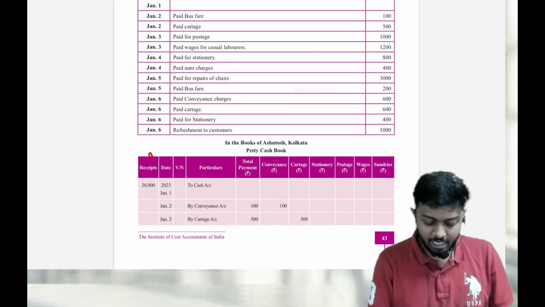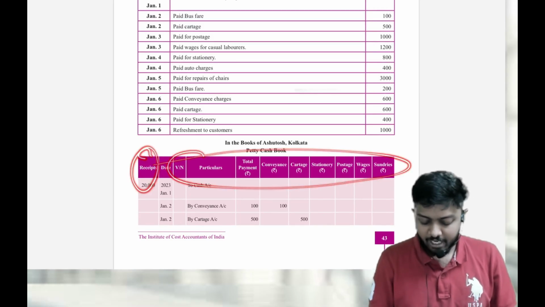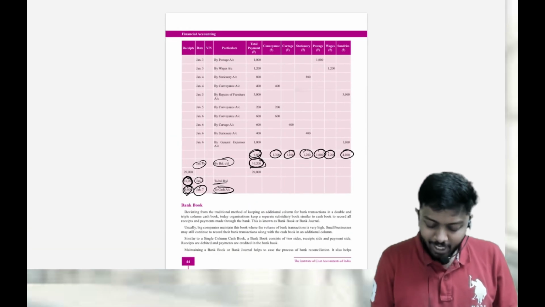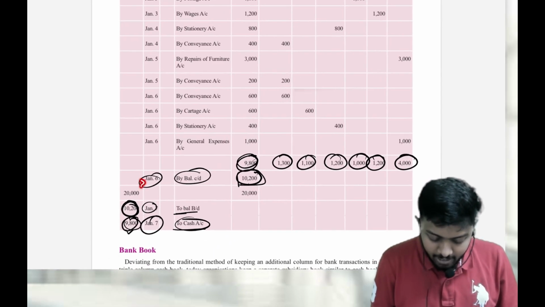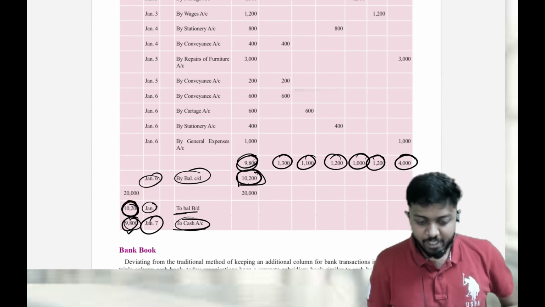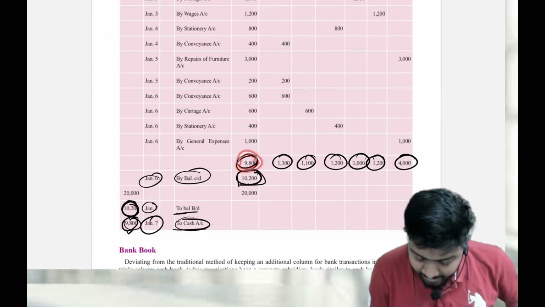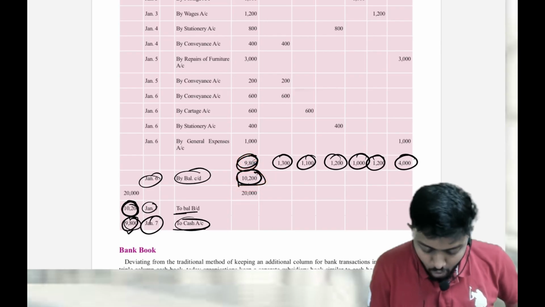Receipts come here and payments come here. Once all the payment is done, see if you can see this example, the main cashier had refilled with 20,000. Out of that they have spent 9,800. Balance remaining is 10,200. No?